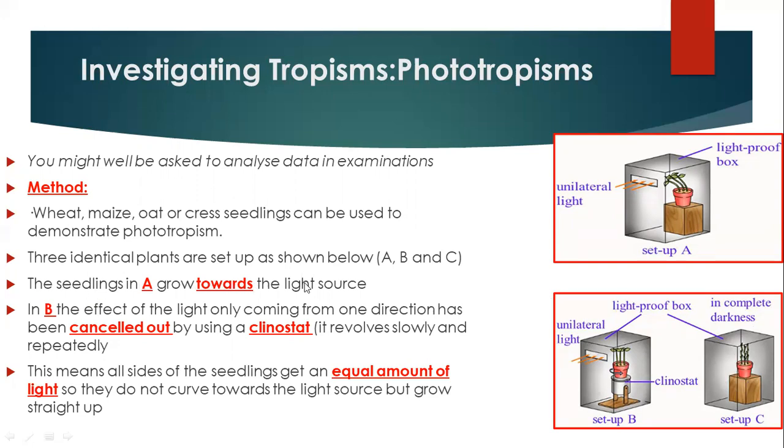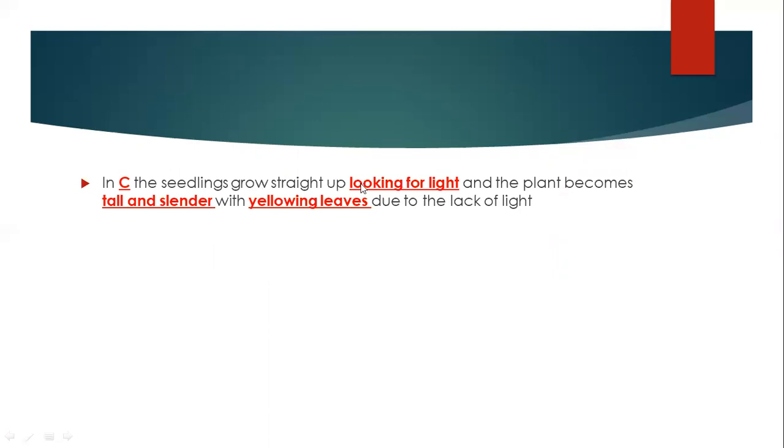So the finding is that in B, because of the presence of the clinostat revolving slowly and repeatedly, light will be distributed to all parts of the plant evenly. So when there is an equal amount of light, there will be no bending of the plant. But in set A, you will find that the growing shoots are moving toward the light side because of the presence of auxin. In C, the seedling grows straight up as there is no light to move toward, but there are yellowing leaves because of lack of light.